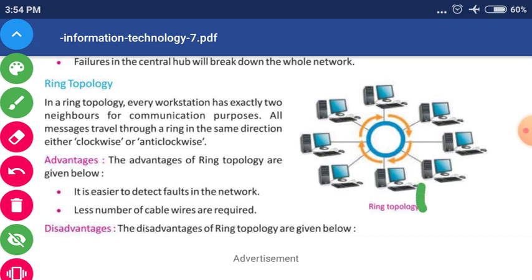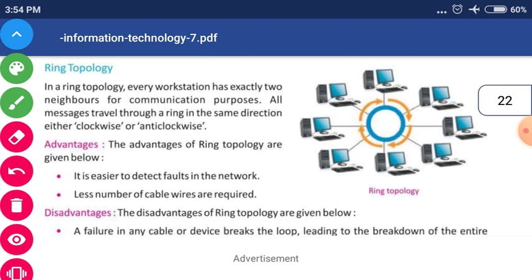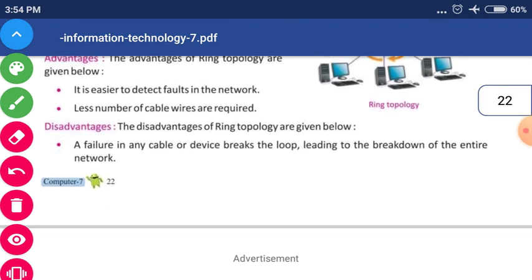The main advantage of such a topology is that it is easier to detect faults in the network. Fewer cable wires are required. The disadvantages of ring topology are given.